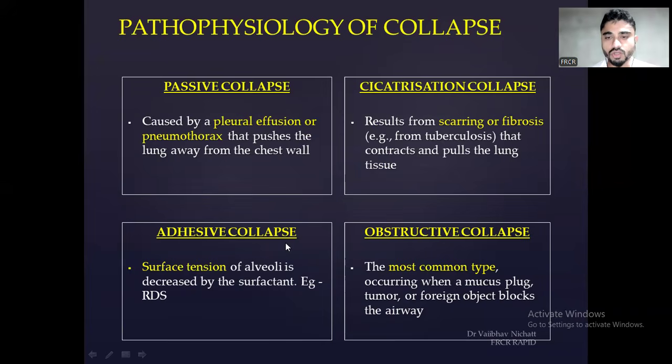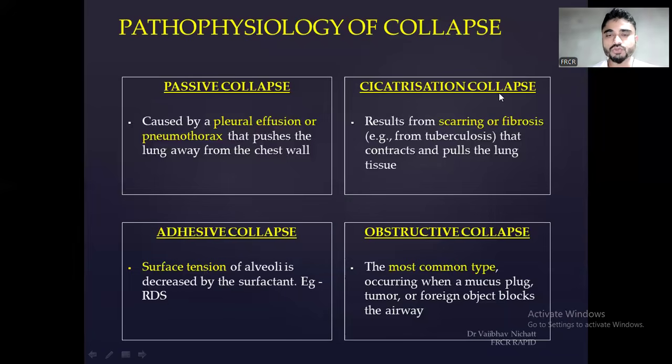Then coming to adhesive collapse. Adhesive collapse is because of a decrease in the surface tension of alveoli, which will lead to collapse, and is frequently seen in pediatric patients, especially in neonates, because of the decrease in surfactant level that causes respiratory distress syndrome.